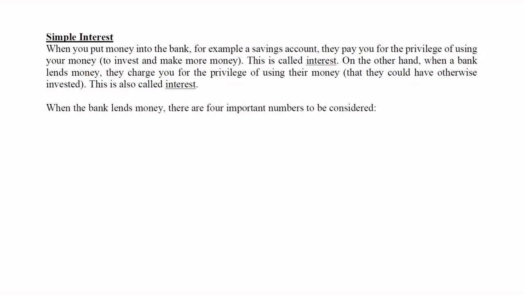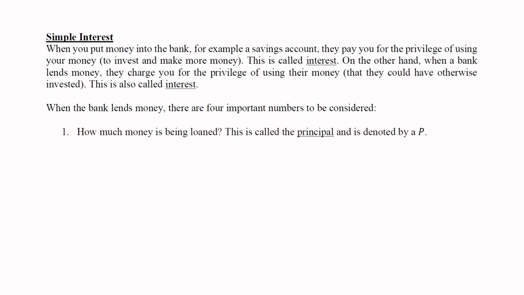When the bank lends money, there are 4 important numbers to be considered. How much money is being loaned? This is called the principal and denoted by a P. How long the money will be loaned out?